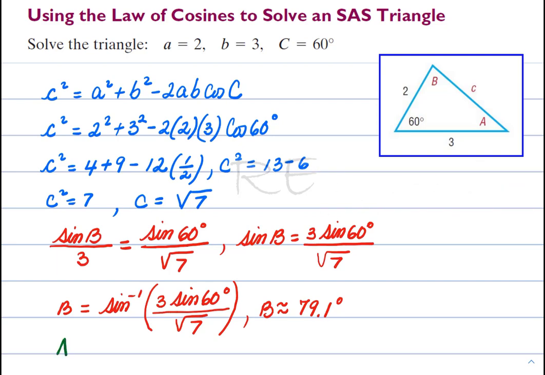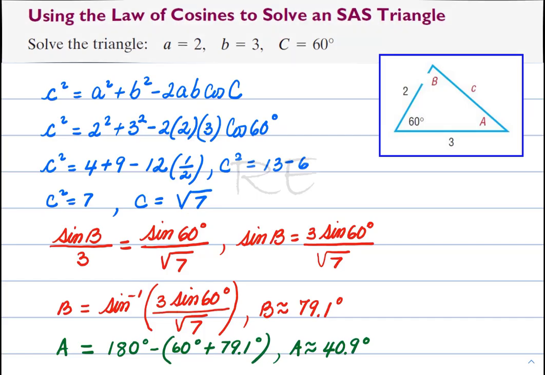Now, to find A, we just have to subtract these two angles from 180, which is the total. 180 minus 60 plus 79.1. So A is approximately 40.9 degrees.